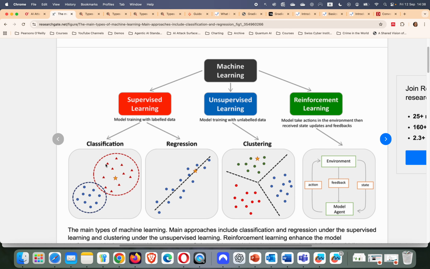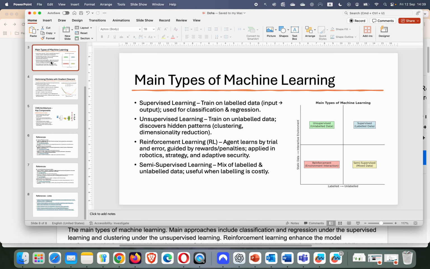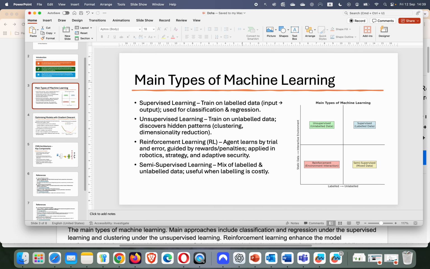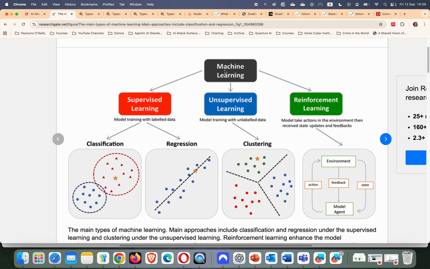Now, let's look at the explanation of the three key questions that we have, but let's look at examples from journal papers and how other people have explained it. So this is the first question that we had. Let's just remind ourselves what was the first question. The main types of machine learning: supervised, unsupervised, reinforcement, and semi-supervised learning.